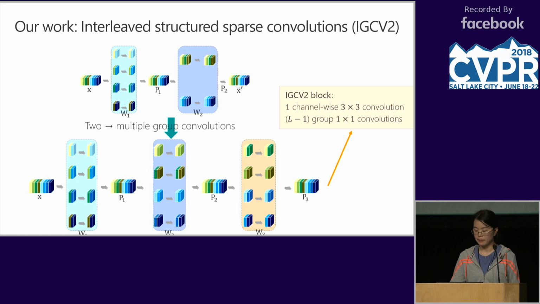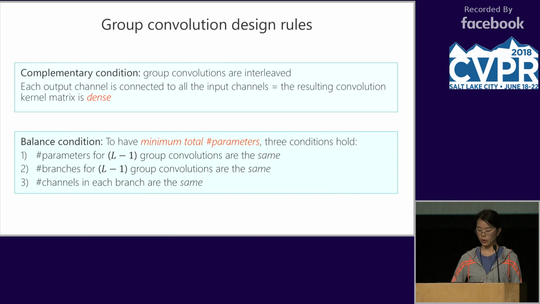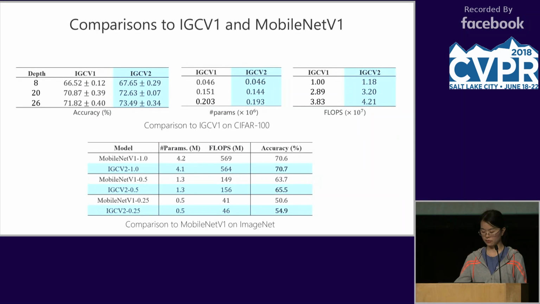In our design, we separate the convolution along the spatial domain and the channel domain. That is 1 channel-wise 3-by-3 convolution and L-1 group 1-by-1 convolutions. We also introduce the complementary condition and the balance condition. The complementary condition guarantees that each output channel is connected to all the input channels so that the resulting convolution tuner is dense. The goal of balance condition is to have the smallest number of parameters so that there is a good balance among 3 aspects: model size, computation complexity, and classification performance.